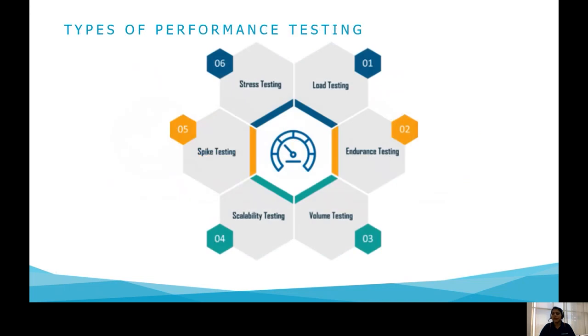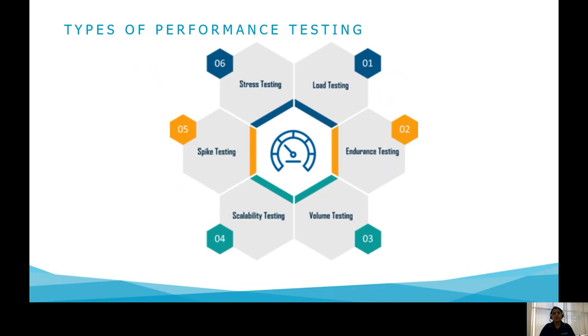Now, let us look at the different types of performance testing. We have load testing, endurance testing, volume testing, scalability testing, spike, and stress testing. Load testing. This is a practice of modeling the expected usage of a software program by simulating multiple users accessing the program concurrently. Endurance testing. This is about how long an application can handle expected usage of a software program by simulating multiple users accessing the program concurrently.